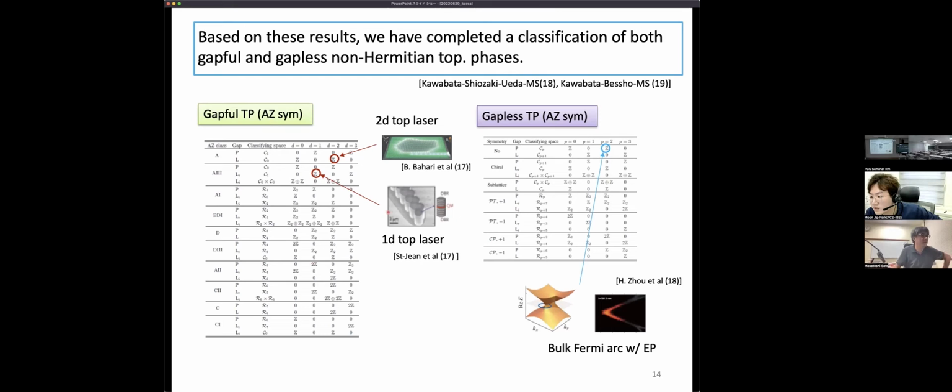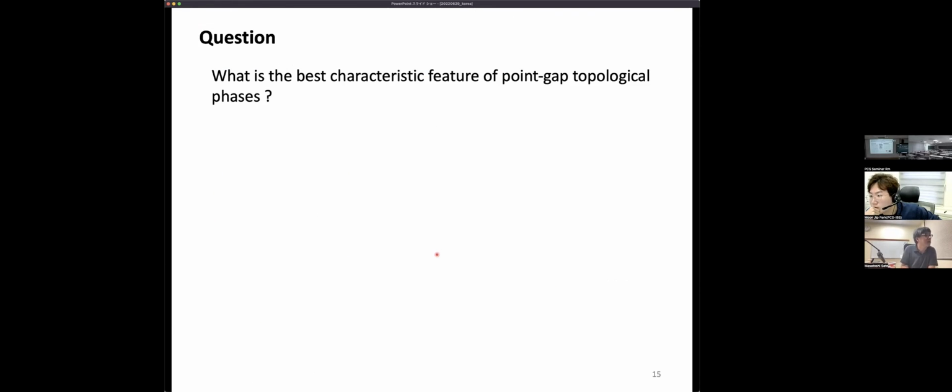So anyway, we can nicely explain the existing topological structures. And we believe that this table should capture the topological features intrinsic to non-Hermitian systems. Now let us start on the following questions. As I mentioned before, the line gap topological phases are a kind of generalization of Hermitian topological phases, so we can obtain the conventional bulk-boundary correspondence even in the line gap topological phases. But the point gap topological phases are relatively new. So the question is, what is the best characteristic feature of point gap topological phases?